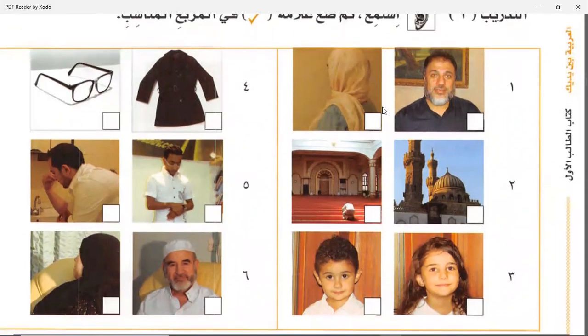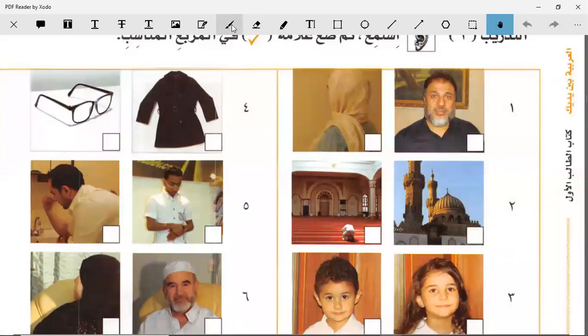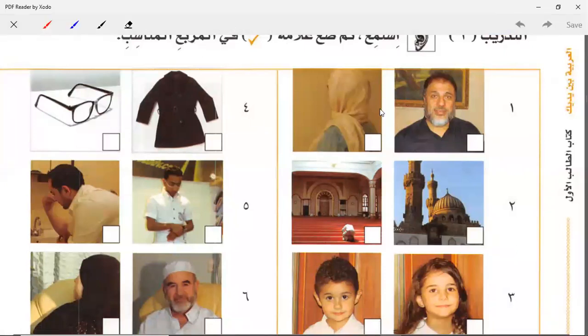Assalamu alaikum. Wa alaikum assalam wa rahmatullahi wa barakatuh. Okay, Miss Kinza, you have two options here. In the first one, Walida.